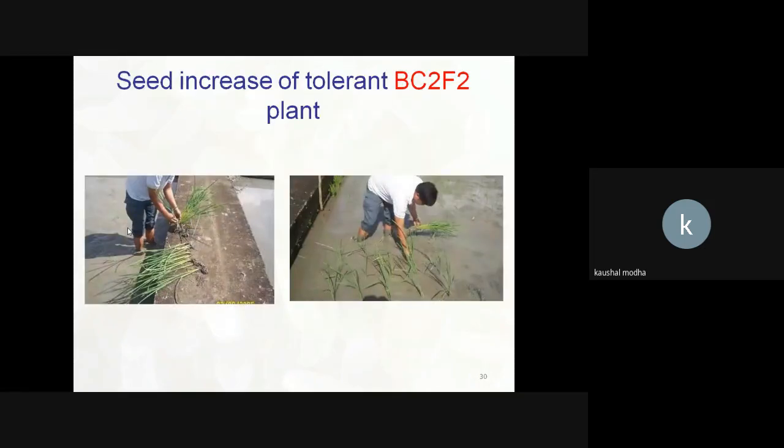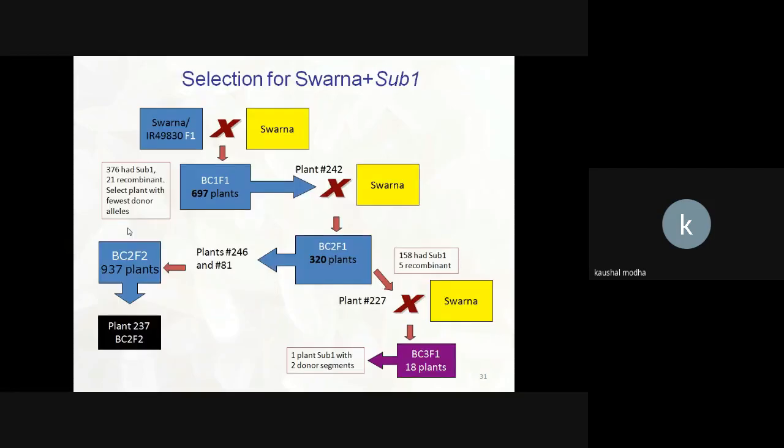And then once the desirable plant is selected in the BC2F2 population, which can be developed by selfing the BC2 individuals selected on the basis of genotype and phenotype, they increase the seed quantity of these plants. So this is the scheme followed for transferring the sub1 gene from this particular donor to Swarna. So this is the F1 produced by crossing Swarna with this donor. This F1 was backcrossed to Swarna, which is the recurrent parent.